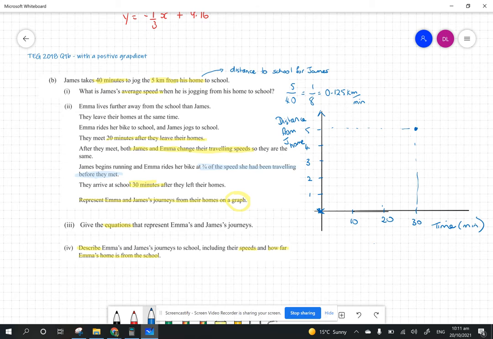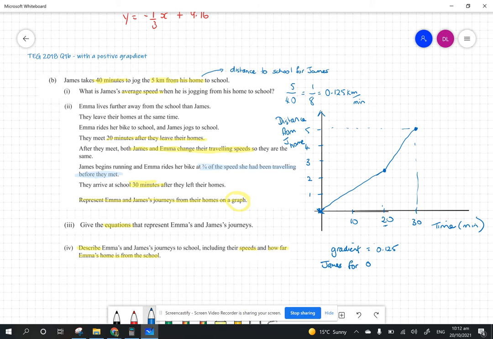What you know is that after a certain amount of time, after 20 minutes here, he's going to meet Emma. Now, what do you know about that? He's jogging. If he's jogging, then the gradient that you have for his first 20 minutes will actually be 0.125. So that means he's going to be jogging at 0.125, okay? And at 20 minutes, he's going to meet Emma. And for the rest of the time, he's going to run, which is a little bit faster and has a steeper gradient.